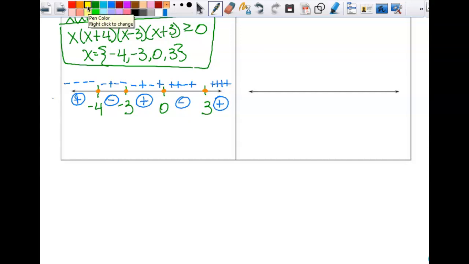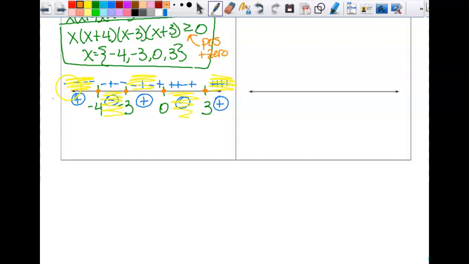Do we agree with that all right? Yes? So this is positive, negative, positive, negative, positive. So then I'm going to use that to write the solution to this. So the inequality says I want the function when it is greater than or equal to 0. So are we looking for positive or negative? Positive. It's positive plus 0 because it's greater than or equal to.